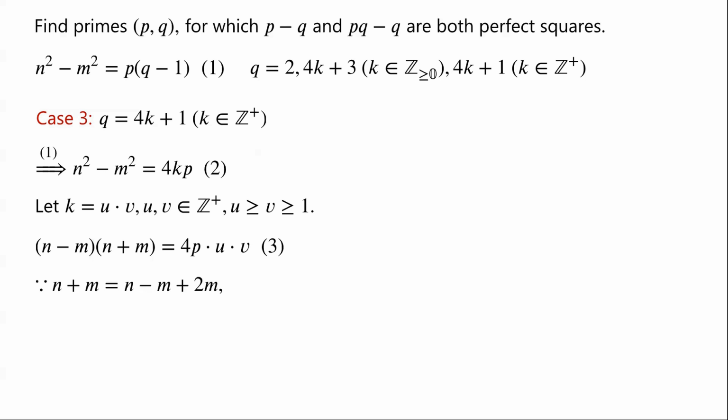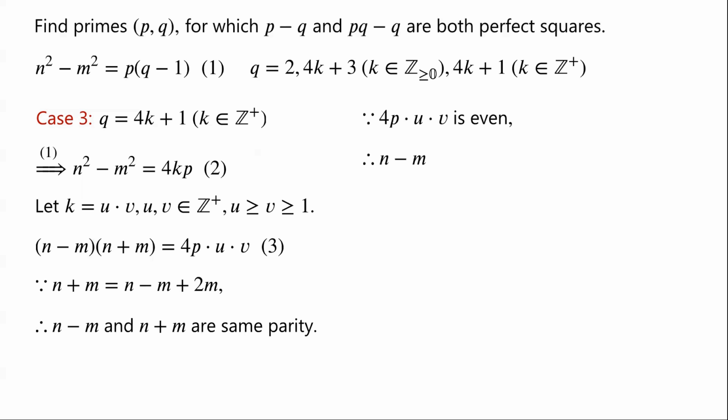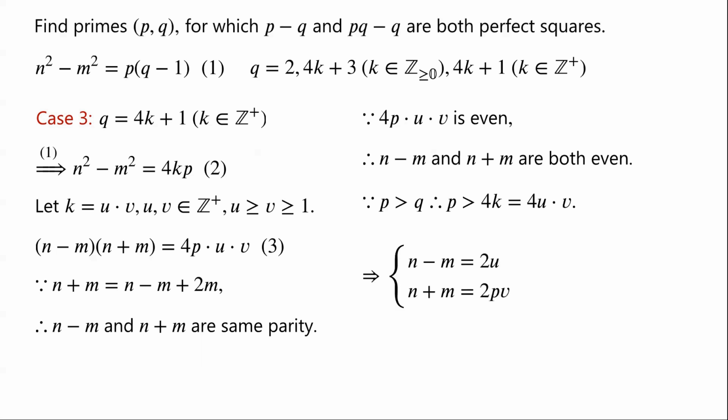Because n plus m can be written as n minus m plus 2m, n minus m and n plus m have the same parity. Because 4p times u times v is even, n minus m and n plus m are both even. Because p is greater than q, and we assume that q equals 4k plus 1, p is greater than 4k, which means p is greater than 4uv. All these give two possibilities. n minus m equals 2u and n plus m equals 2pv. Or, n minus m equals 2v and n plus m equals 2pu.